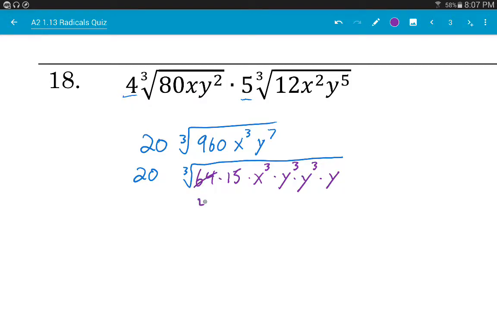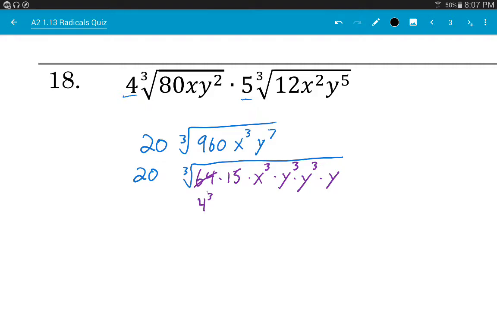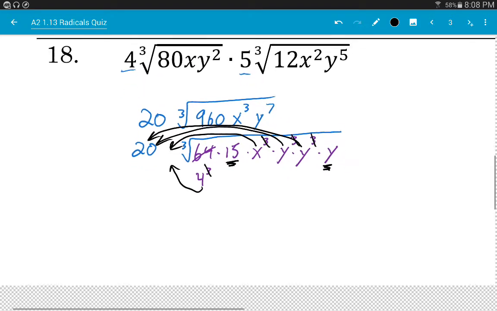64 is equal to 4 cubed. And now I can look at who gets to come out. The 4 can come out, this x can, and both of these y's. So 4, the x, the y, and the y. And who's stuck is 15 and this y on the end.